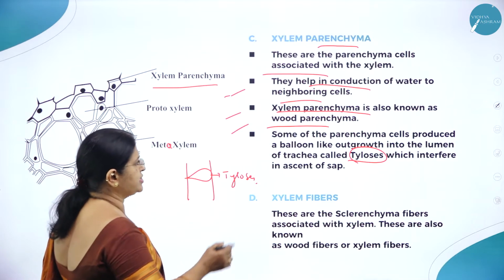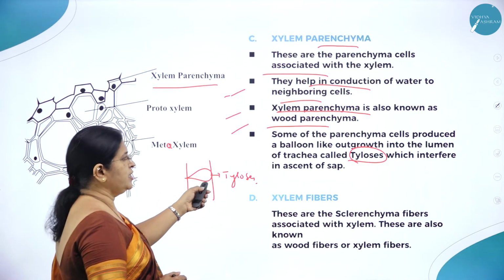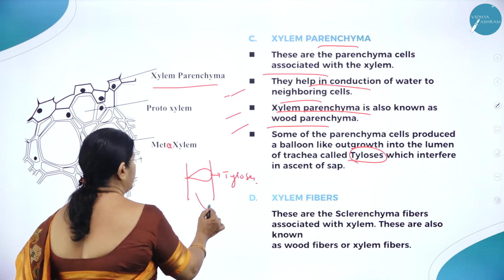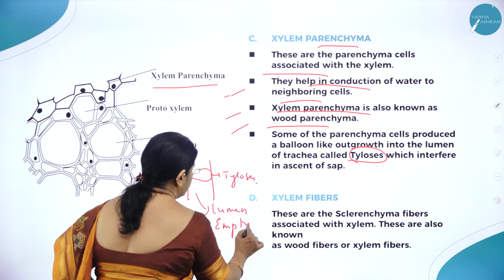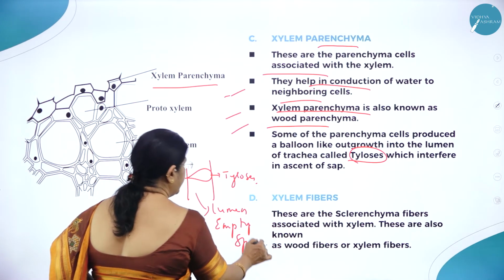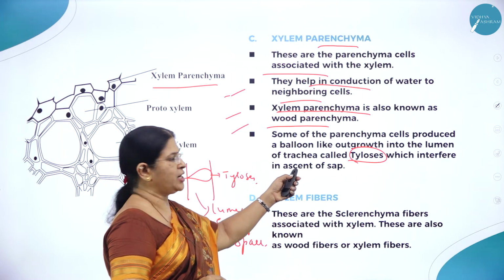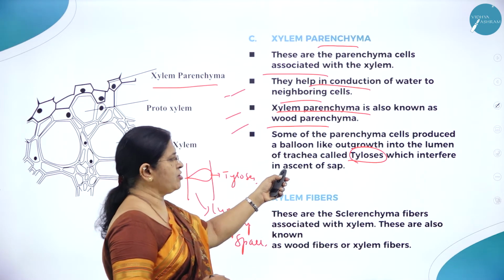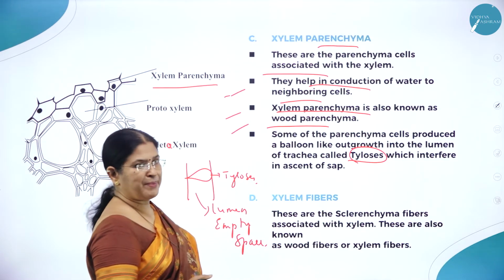So what are tyloses? Some of the parenchyma cells produce a balloon-like outgrowth into the lumen. This is called lumen. Lumen is nothing but the empty space. So some of the parenchyma cells produce a balloon-like outgrowth into the lumen of trachea called tylosis, which interfere in ascent of sap. So what is xylem parenchyma?